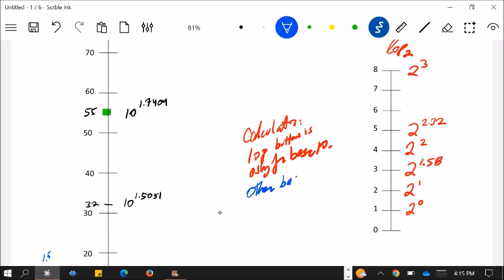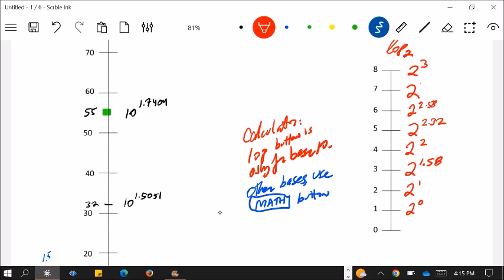Other bases use the math button. And another page here will show how to do that. Let's come back here to these 2's. So these are also 2's, and that's 2 to the 2.58 and 2 to the 2.81.